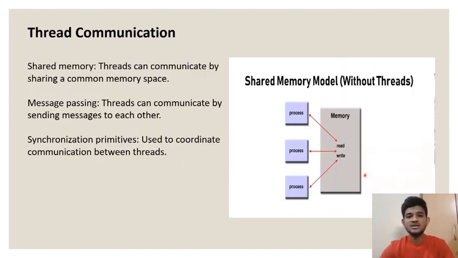Now let us see the thread communication. That means how the threads communicate with each other. First one, shared memory. Threads can communicate by sharing a common memory space with each other. Message passing. Threads can communicate by sending messages to each other either wirelessly or through wire. Synchronization primitives used to coordinate communication between threads.